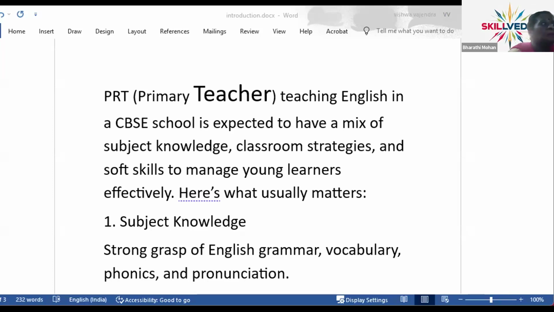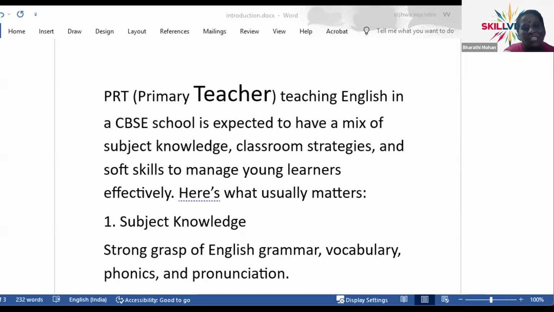So when we talk about having a strong subject knowledge, what do you think subject knowledge really means? Just speak out. What is a strong subject knowledge, whether it is your science subject or maths or English? What do you mean by strong subject knowledge? Ms. Manjusha, you want to say something? Yes, Manjusha?